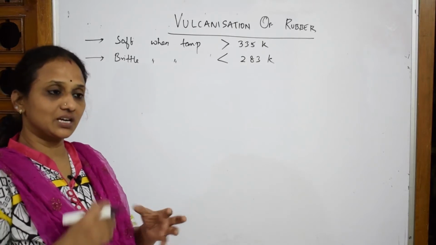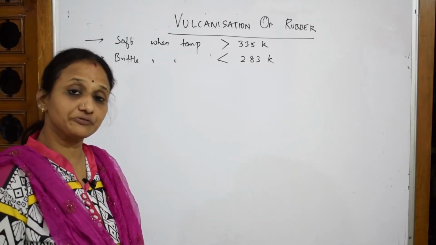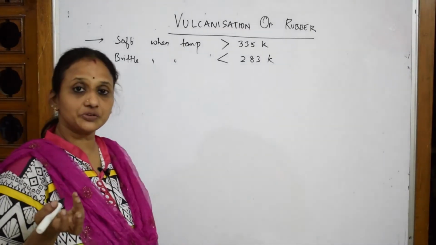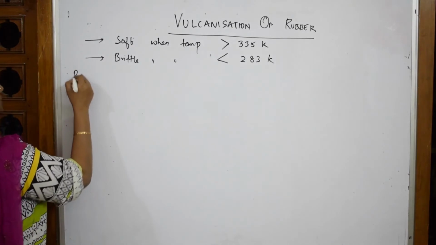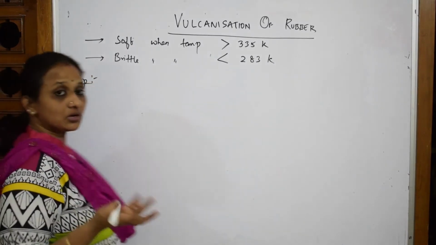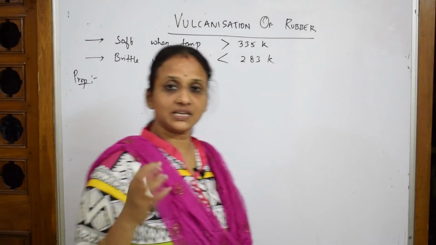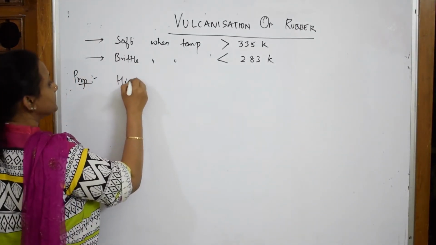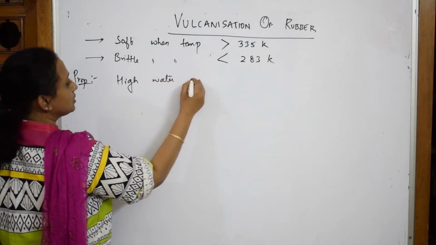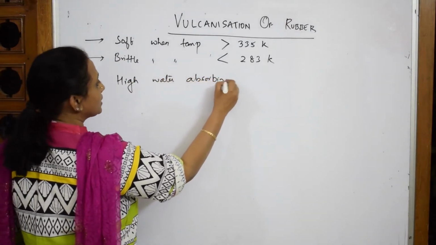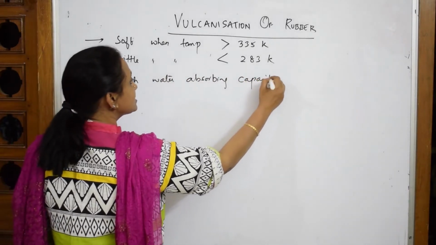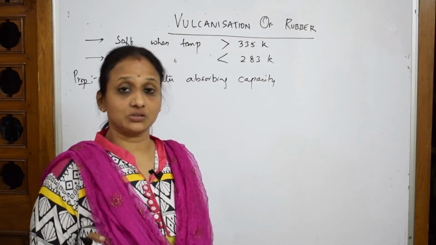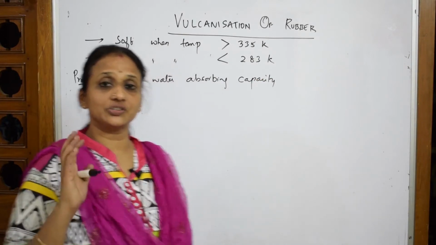We need to maintain the temperature and maintain that stiffness in rubber. So when they observed the properties of rubber, the first important thing is it has high water absorbing capacity. Rubber will absorb water, because when it is soft in nature, it's going to have high water absorbing capacity. Now, second, despite its durability, when I try to dissolve it in non-polar solvents, like benzene, it's going to dissolve in them.